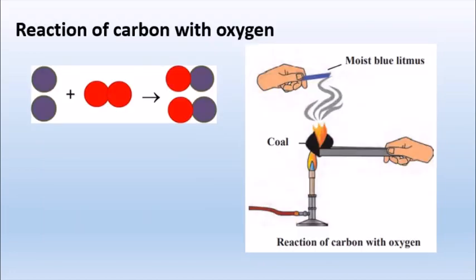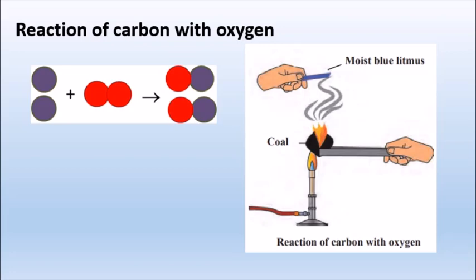Now in the next experiment, we will see what is the reaction of carbon with oxygen. So for this, we need coal, we need a matchbox, and we need a moist litmus paper. First we have to ignite the coal, and then we have to hold the moist litmus paper near the gas which is released from the coal. So the coal reacts with oxygen gas in the presence of the air, and the substance which is formed is nothing but carbon dioxide.